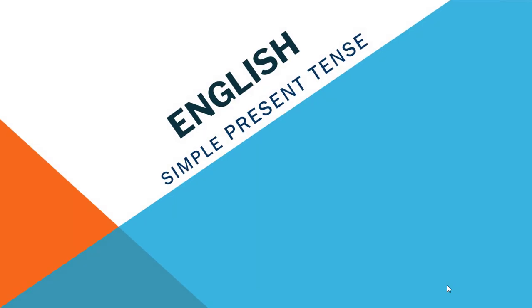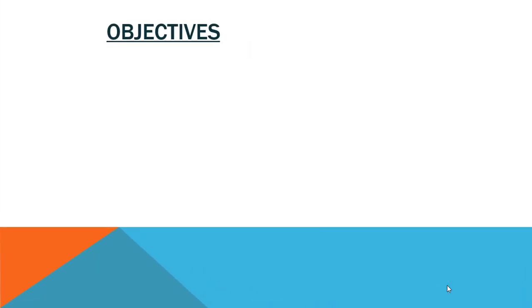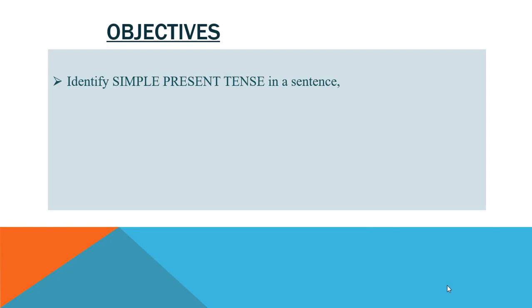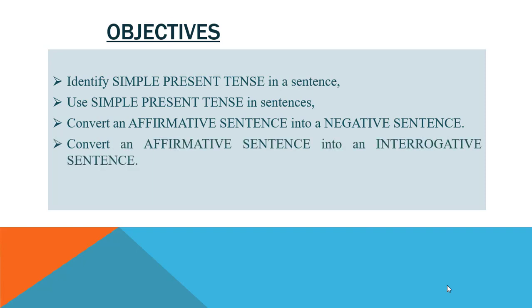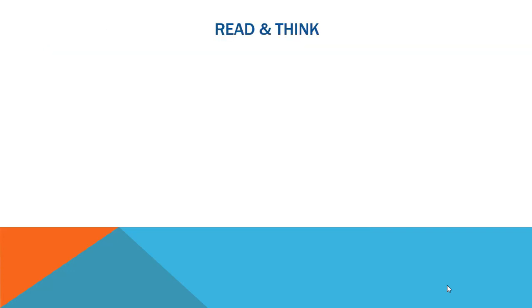In today's lesson, you are going to learn simple present tense. The objectives of today's lesson are: identify simple present tense in a sentence, use simple present tense in sentences, convert an affirmative sentence into a negative sentence, and convert an affirmative sentence into an interrogative sentence.